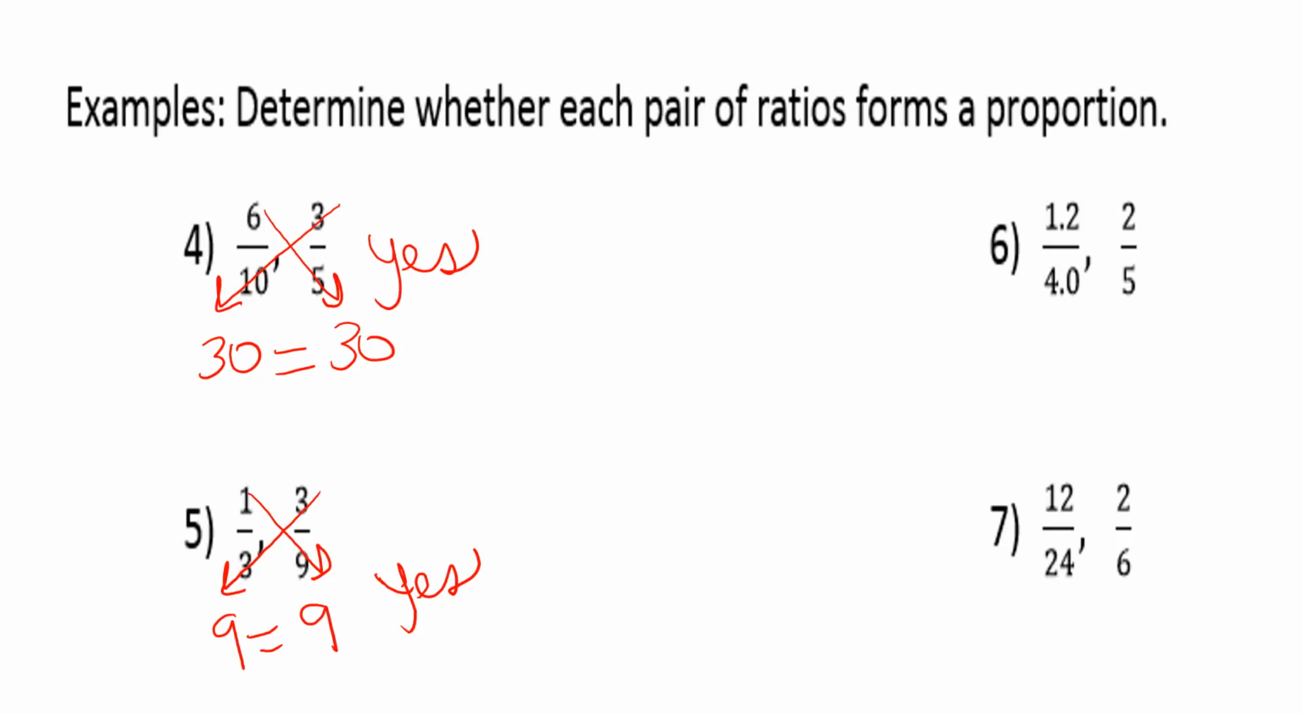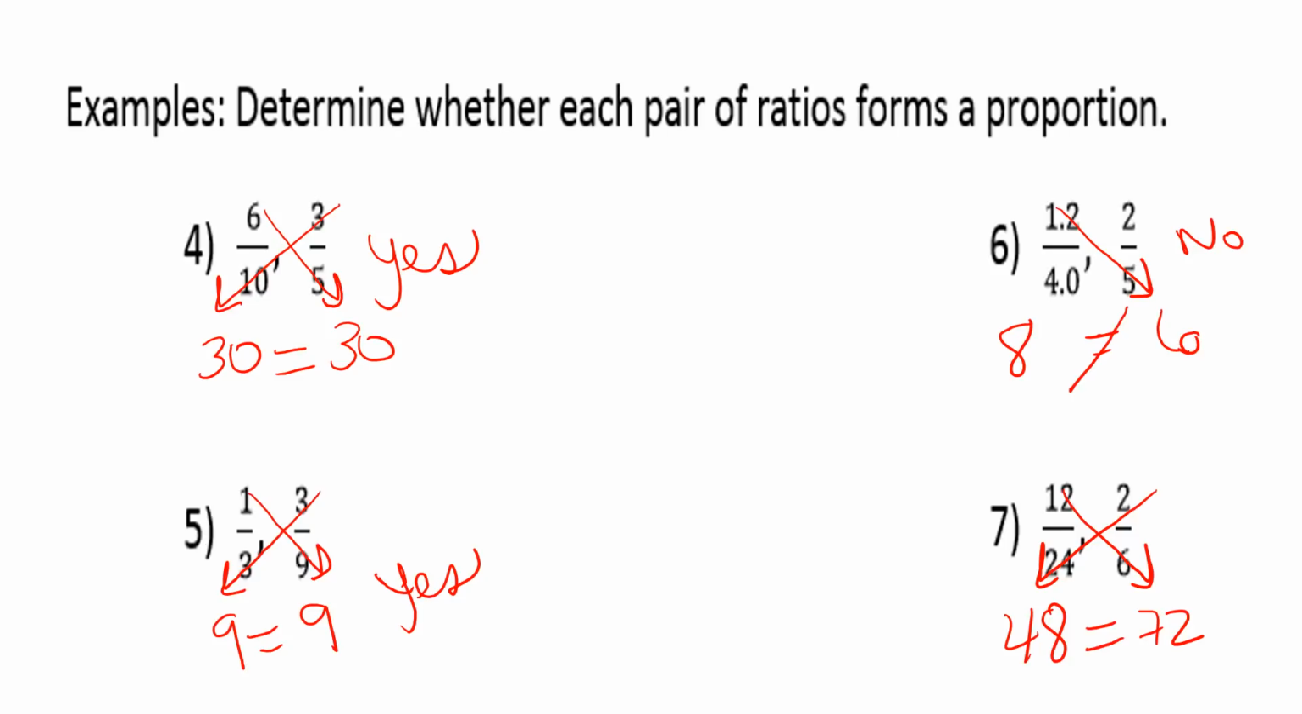Number 6. 1.2 times 5 is 6. And 2 times 4 is 8. Does 8 equal 6? No, it does not equal, so no, it is not proportional. And lastly, number 7. 12 times 6 is 72. 2 times 24 is 48. Does 48 equal 72? No. Therefore, it is not proportional.